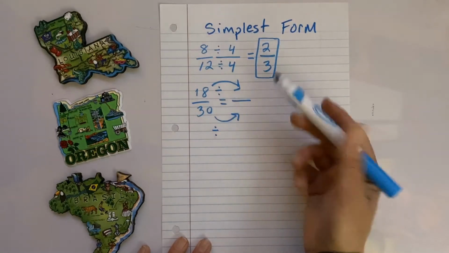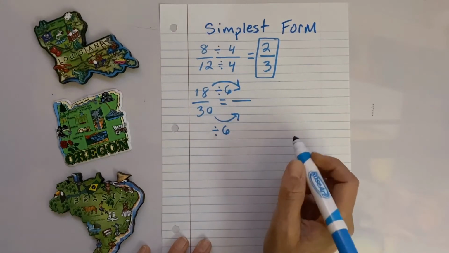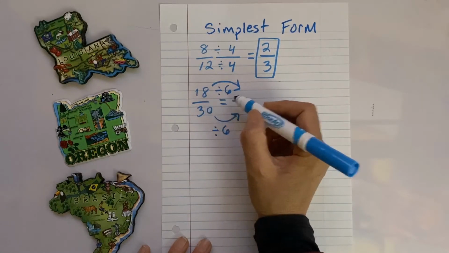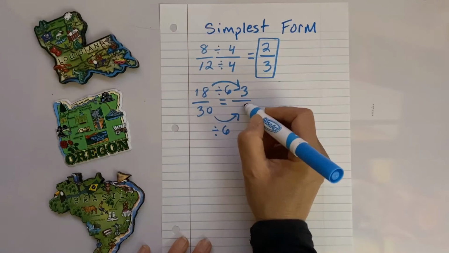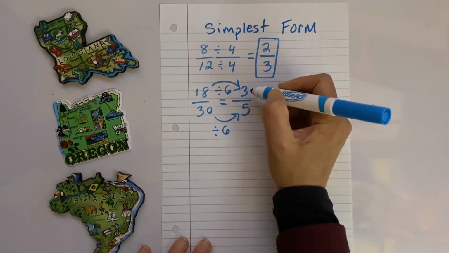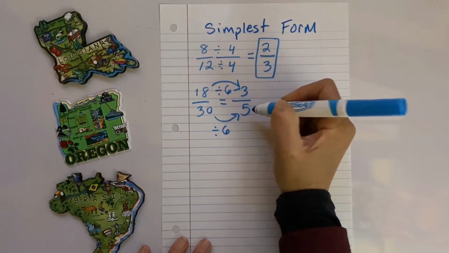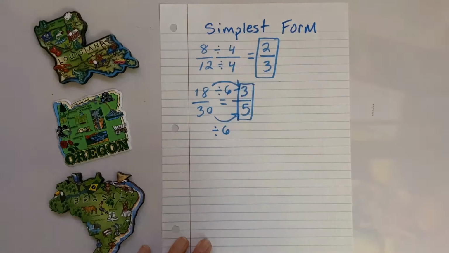Yeah, so 6 will work. So I will divide the numerator and the denominator by 6. 18 divided by 6 is 3. And 30 divided by 6 is 5. And I give it one last look. Can I divide 3 by anything else and also 5? No, so that is my simplest form.